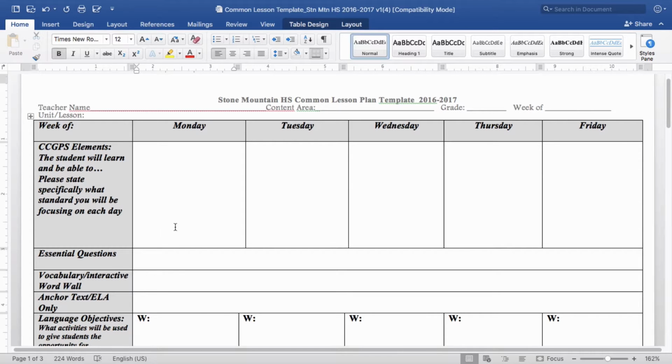Okay, first I'd like to look at this first square right here, where we'll be posting our standard. What specific standard will you be working on this one particular day? Now, we understand that in any given day, it is possible for you to review or touch on multiple standards. But we'd like for you to reference your one or two primary standards that you will be working on today. Okay? The question was, what does the CCGPS stand for? Common Core Georgia Performance Standards. Okay, so that covers this area.